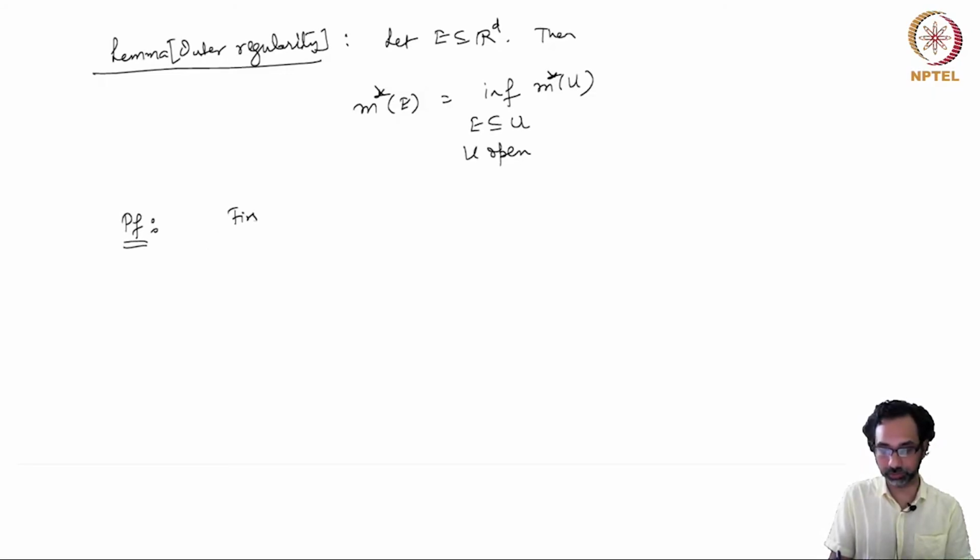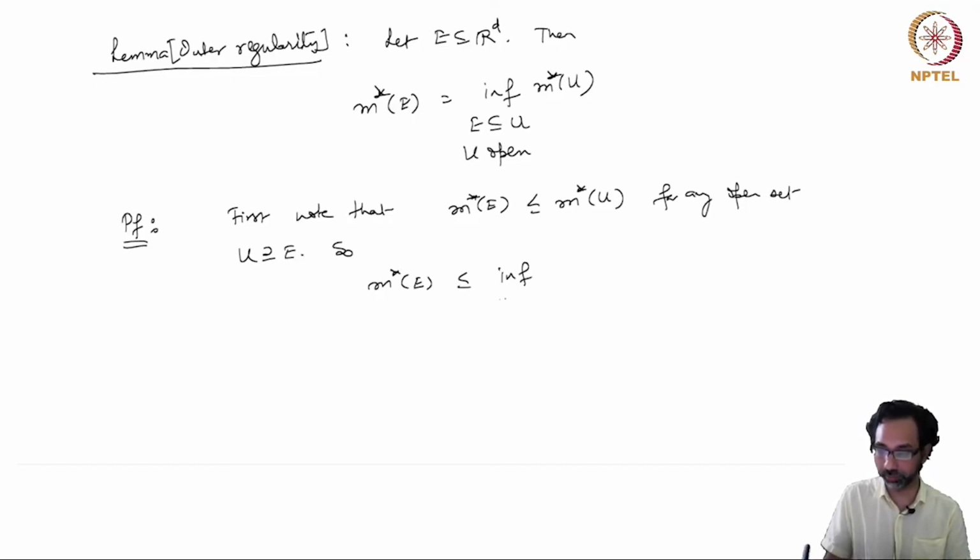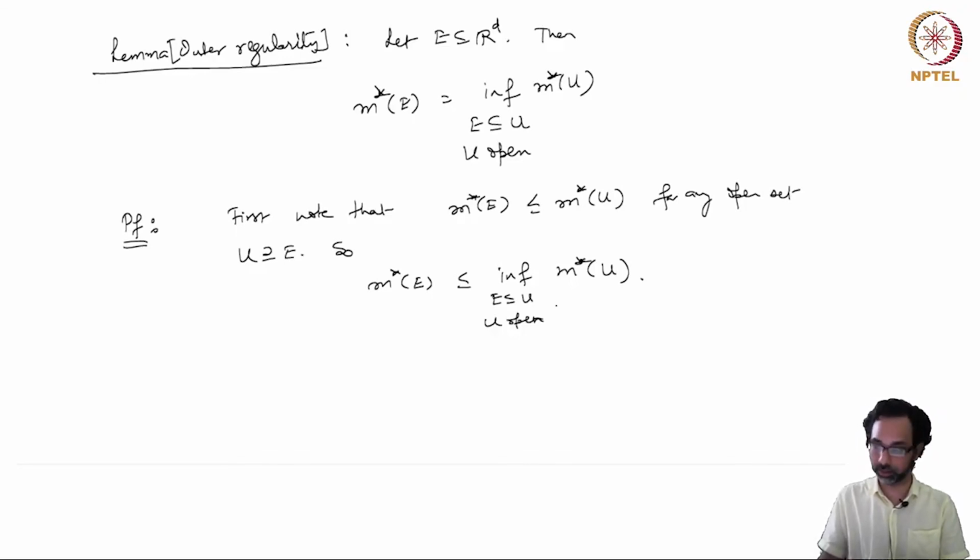So first note that m star E is less than or equal to m star U for any open set U that contains E. So we can take an infimum on the right hand side, and we will get m star E is less than or equal to the infimum of m star U, where each of these U's is open, and E is contained in each of these open sets U. This is obvious from the monotonicity property.